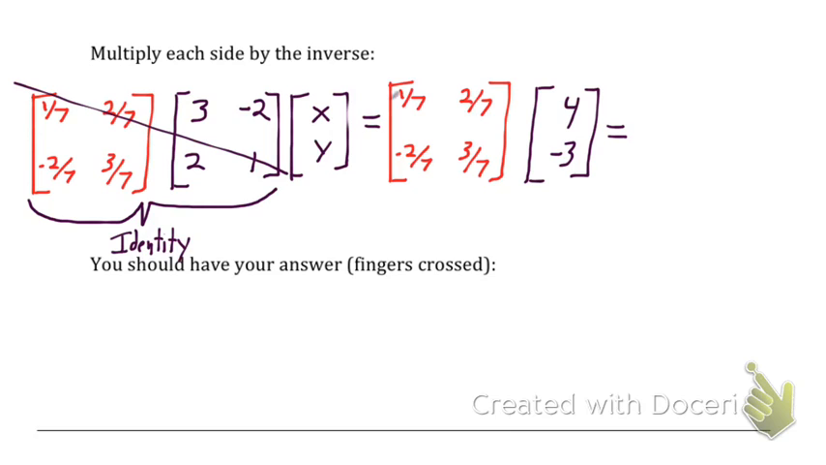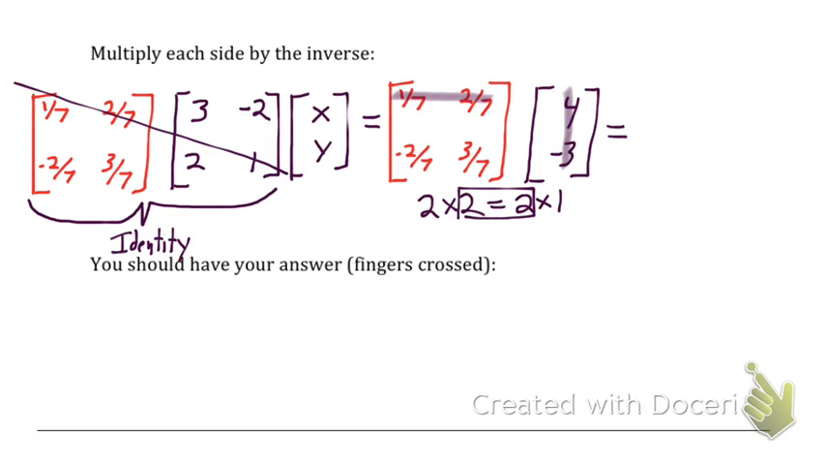Remember with the multiplication we do row times column. Oops, I forgot to check to make sure it works. This is a 2 by 2. This is a 2 by 1. 2 equals 2, so I can do the multiplication. I want you to think about this really quick.